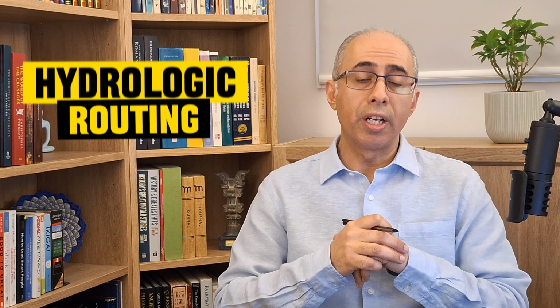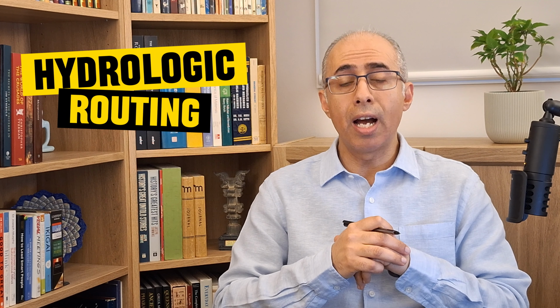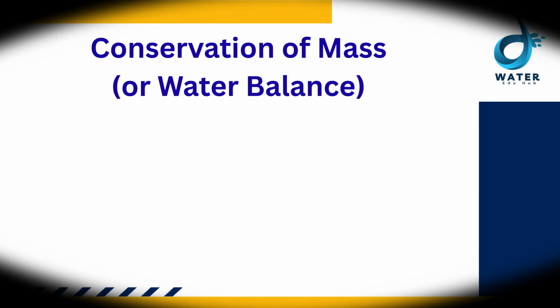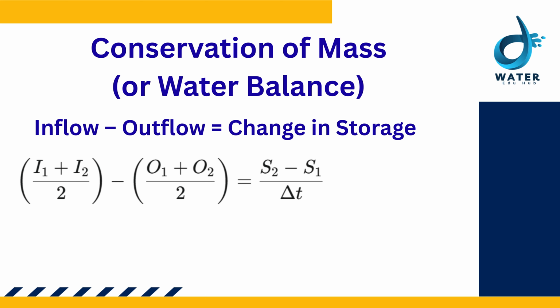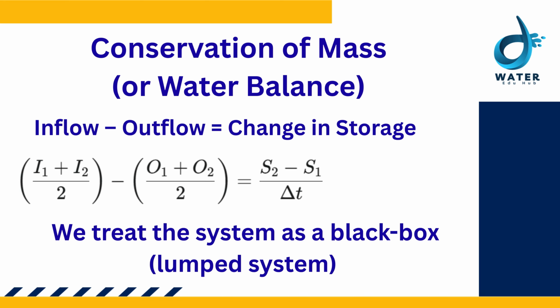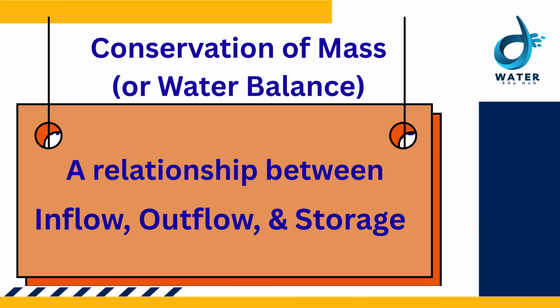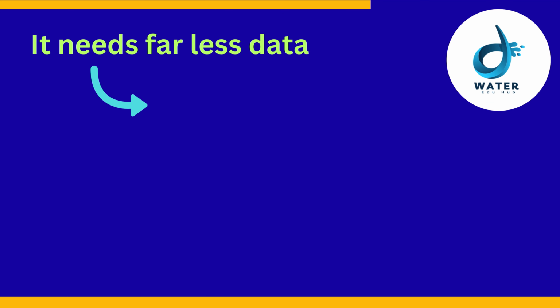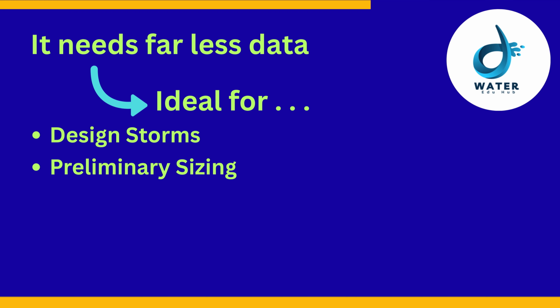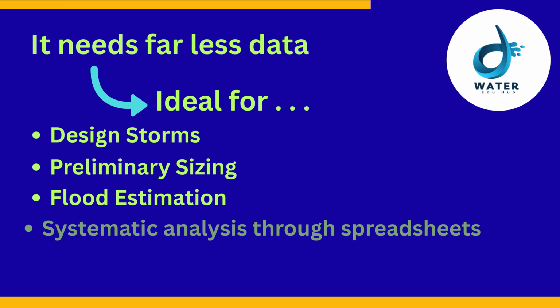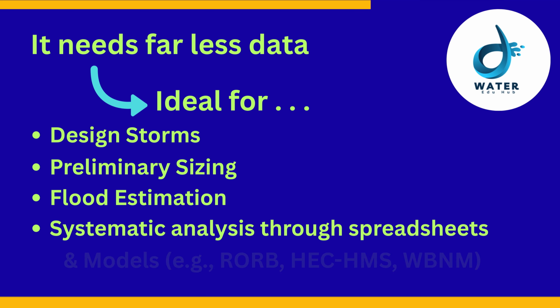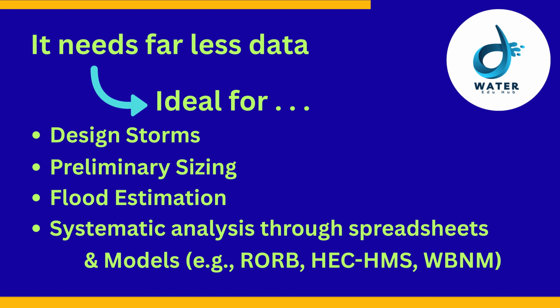The hydrologic routing, on the other hand, is simpler, faster, and more widely used in engineering design. It only relies on conservation of mass. Inflow minus outflow is equal to changes in storage over a certain period of time. We treat the system like a black box, and the key is to define the relationship between inflow, outflow, and storage. Since it needs far less data, hydrologic routing is ideal for design storms, preliminary sizing, flood estimation studies, and systematic analysis through spreadsheets or models such as RORB, HEC-HMS, and WBNM.